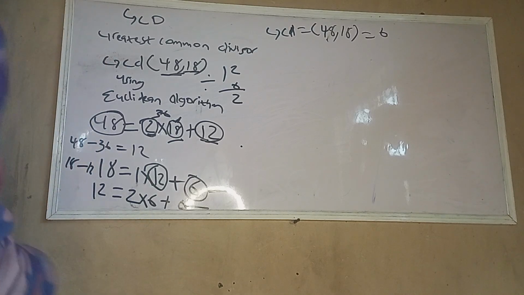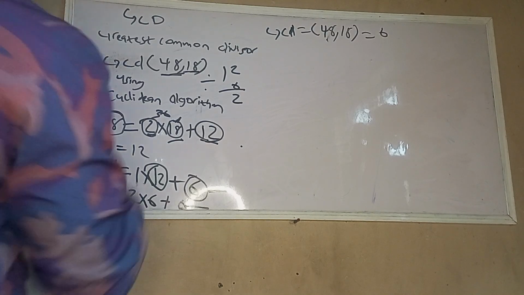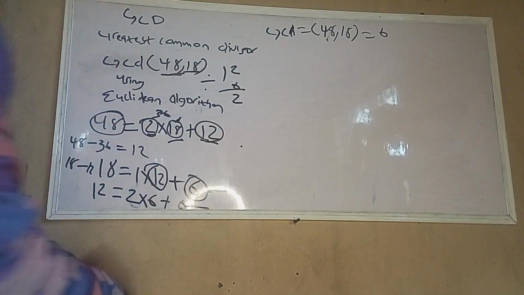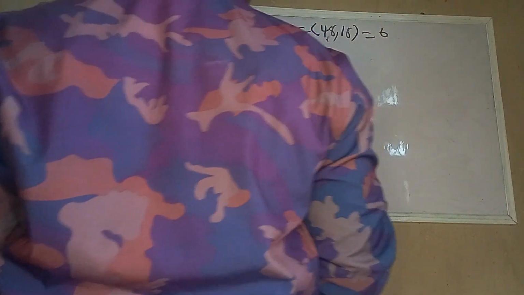So you can do some examples. So the GCD of 48 and 18 is 6. And if you do it in HCF, you still get 6.